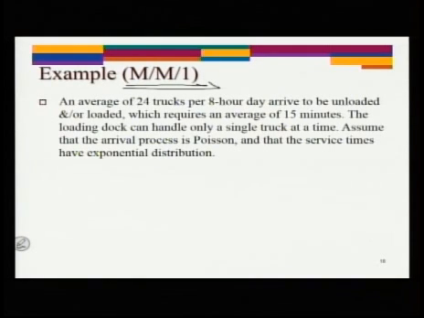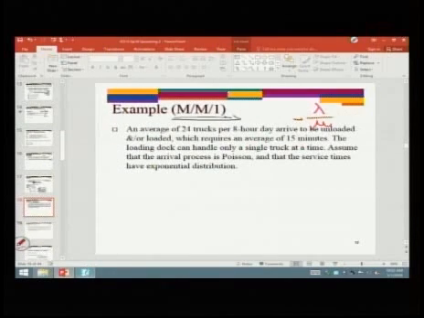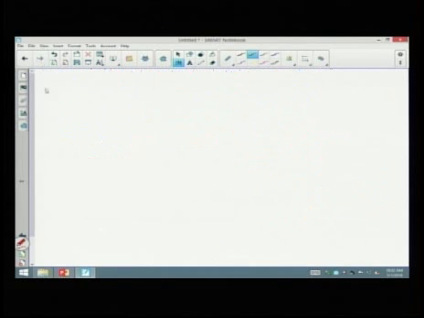Okay, so let's use the smart notepad. So what is the arrival rate, lambda? It's 24/8, which is 3 per hour. Is that right? Okay. And then what about the service rate?